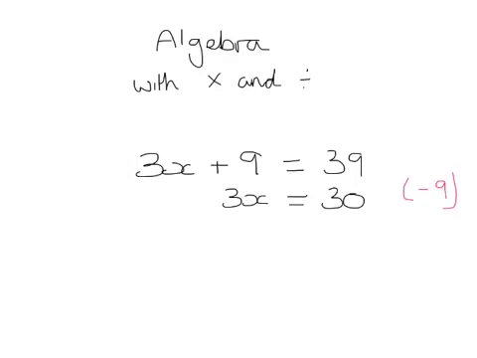So now I've got 3x equals 30, so the next thing that I am going to do is divide each side by 3. So if I divide 3x by 3, I get left with x, and if I divide 30 by 3, I get left with 10. So x is 10, and then you take the 10 and you put it back into your equation and see if it works. So 3 times 10 is 30, plus 9 is 39.